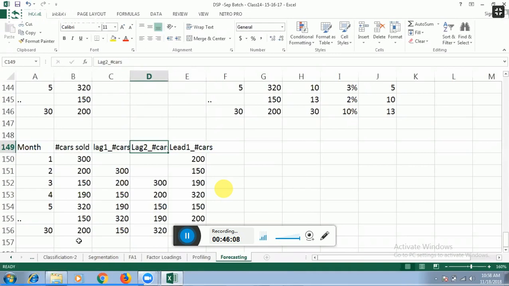So now you understand the difference. What is the normal time series? What is the lag of a time series? What is the lead of a time series? Of course, lead 1, lead 2, as many as needed. I'm just giving an example of lead 1 and lead 2. This is what they mean.